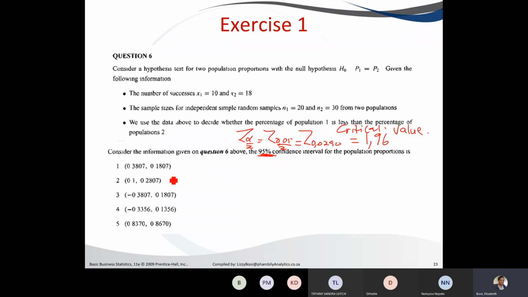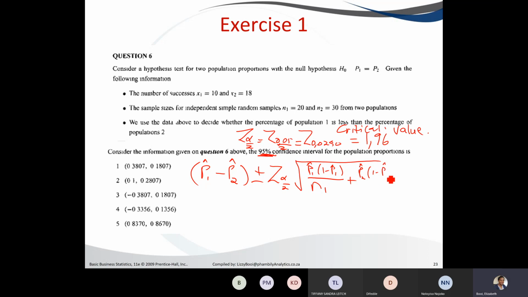So you will need to calculate the confidence interval, point estimate 1 minus point estimate 2, plus or minus your Z alpha divided by 2 times the square root of proportion 1 times 1 minus proportion 1 divided by N1 plus proportion 2 times 1 minus proportion 2 divided by N2. So find the confidence interval.